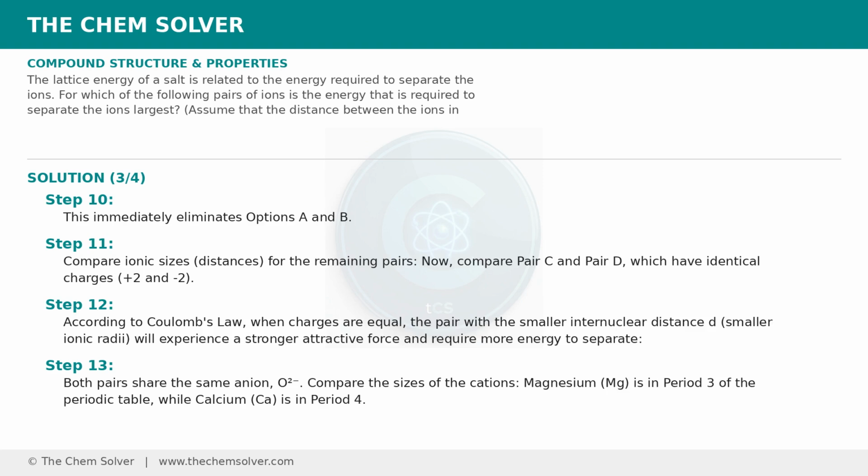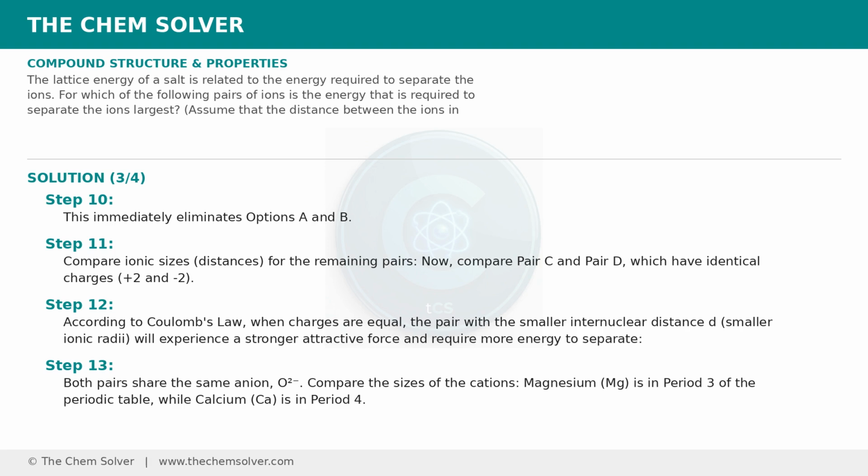Compare ionic sizes, distances, for the remaining pairs. Now, compare pair C and pair D, which have identical charges, +2 and -2. According to Coulomb's law, when charges are equal, the pair with the smaller internuclear distance D, smaller ionic radii, will experience a stronger attractive force and require more energy to separate. Both pairs share the same anion, O to the power 2 minus. Compare the sizes of the cations.